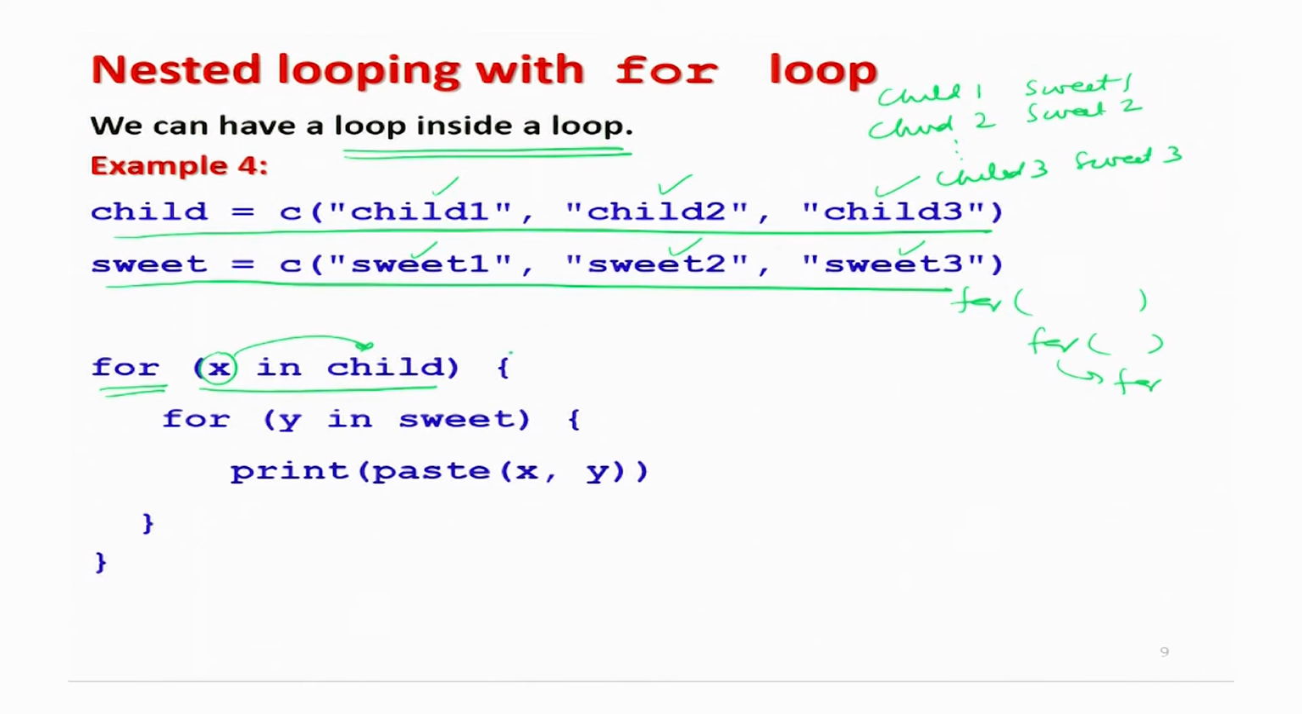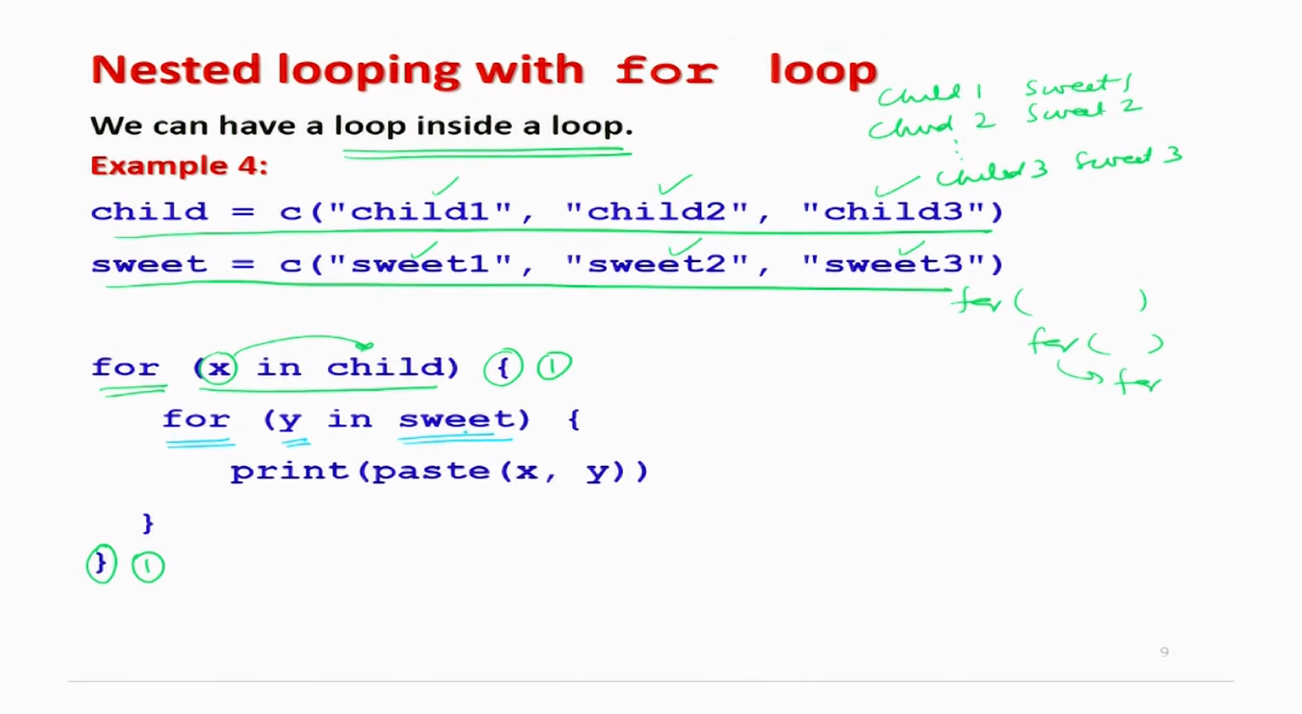And I write this curly bracket. Let me call this curly bracket, say, 1. So whatever I want to write inside this curly bracket will be executed by this for loop which is related to child. Now, within this loop I write one more loop, for y in sweet.